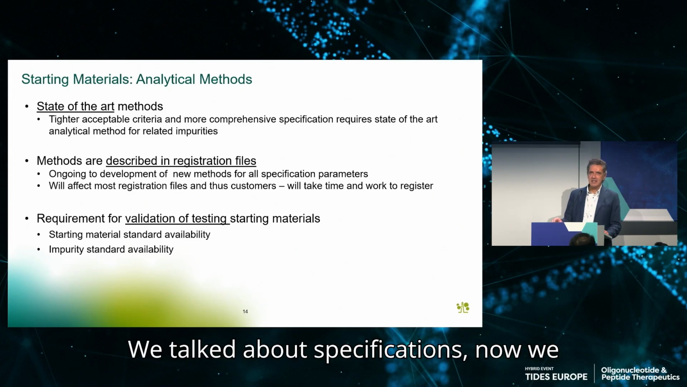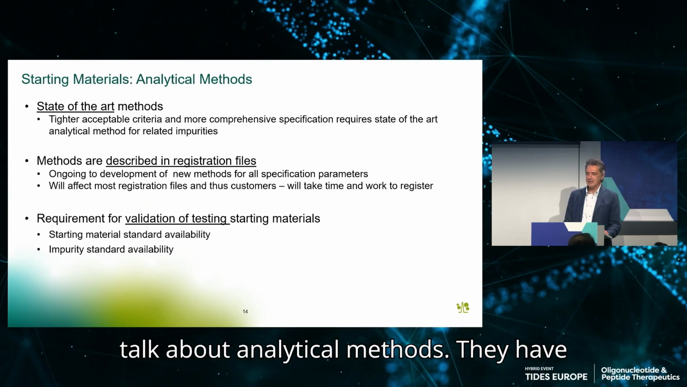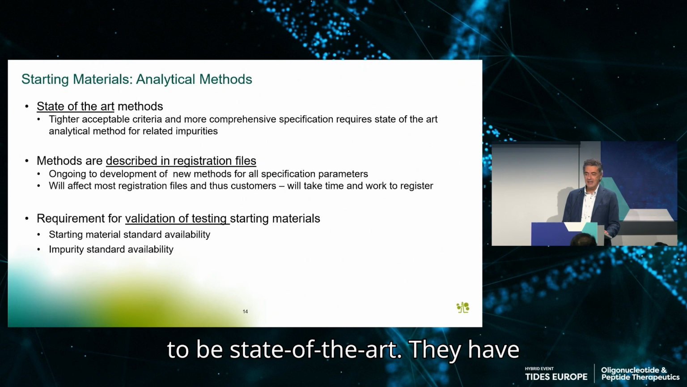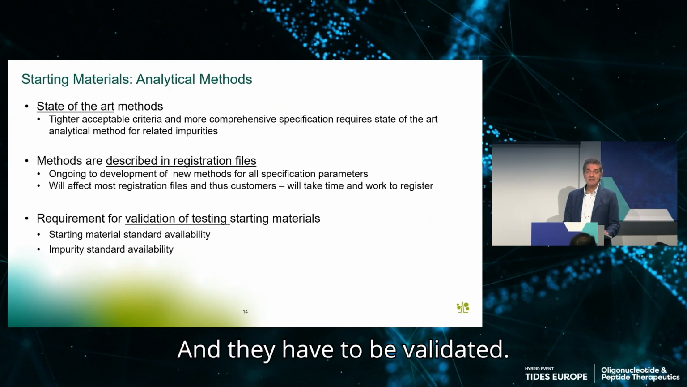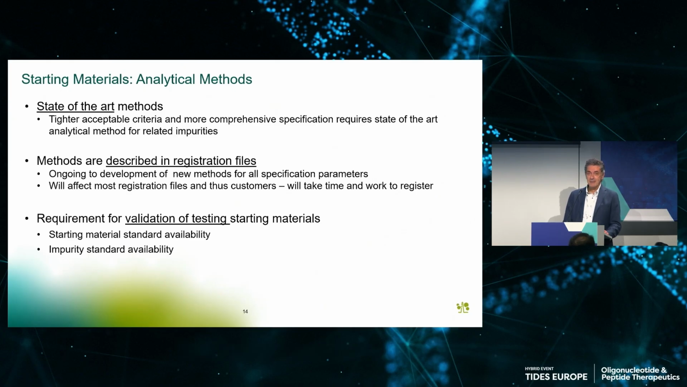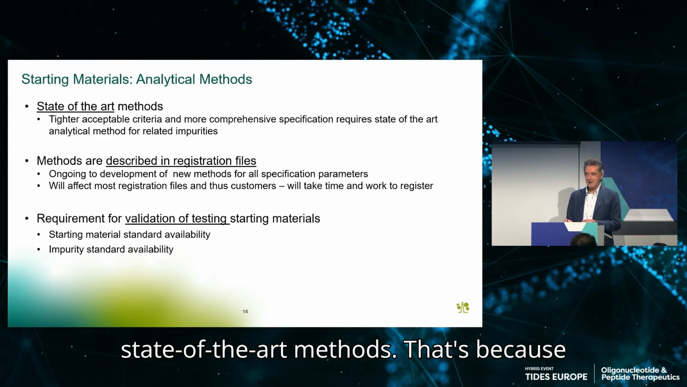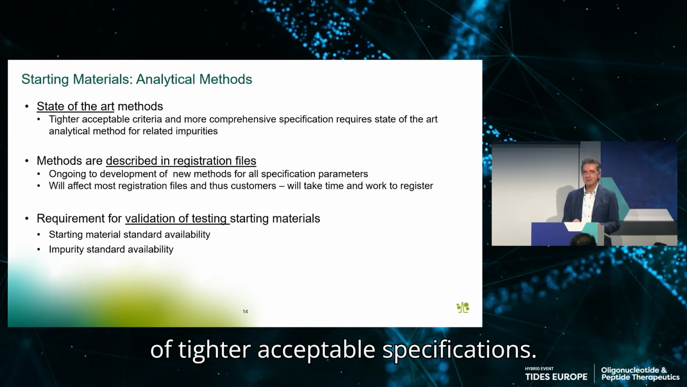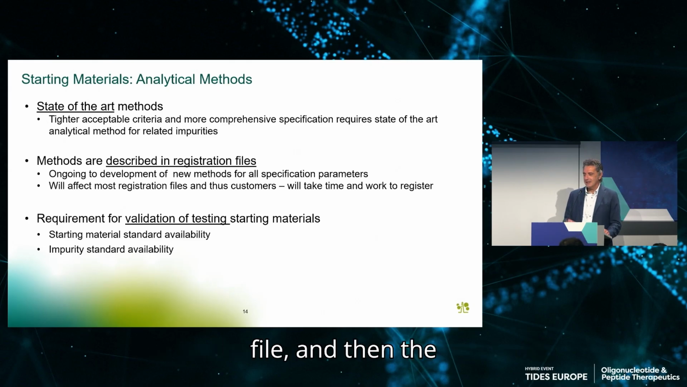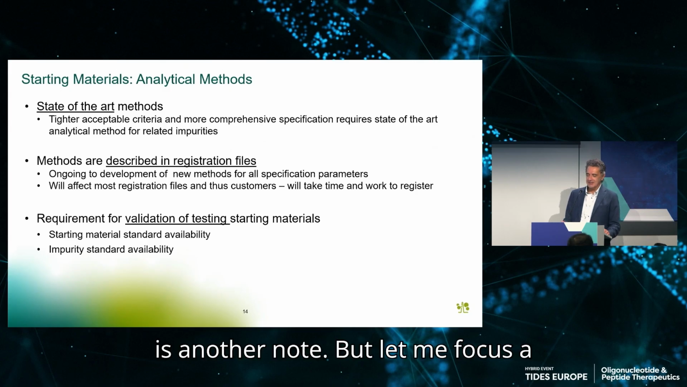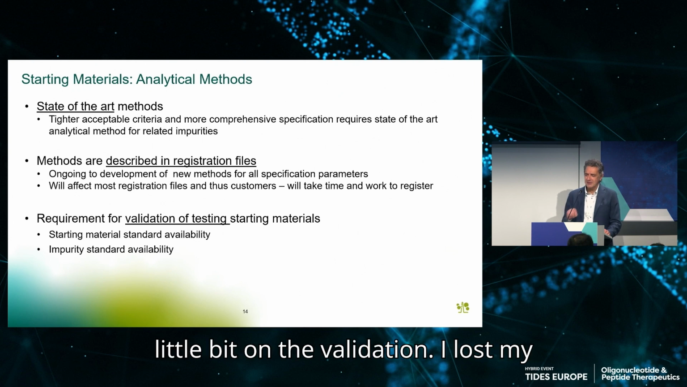And we talked about specifications. Now we talk about analytical methods. They have to be state-of-the-art. They have to be described in the regulatory file, and they have to be validated. So these are the three things that are very important for the state-of-the-art methods. That's because of tighter acceptable specifications. The method has to be described in the file, and then the validation is another note. But let me focus a little bit on validation.